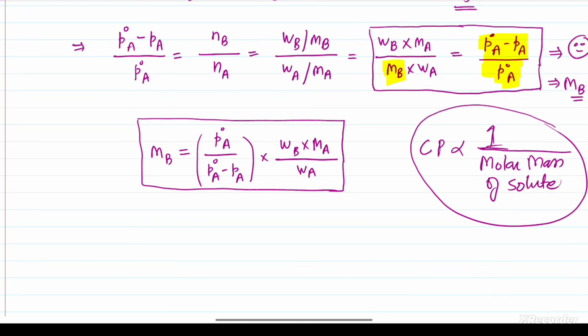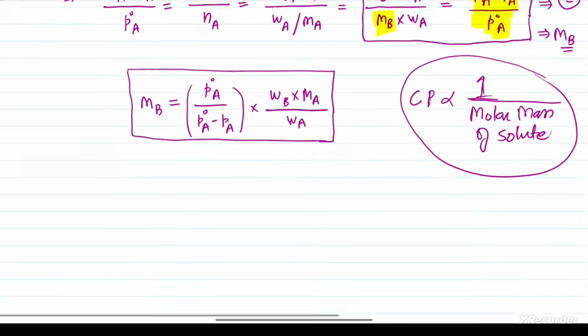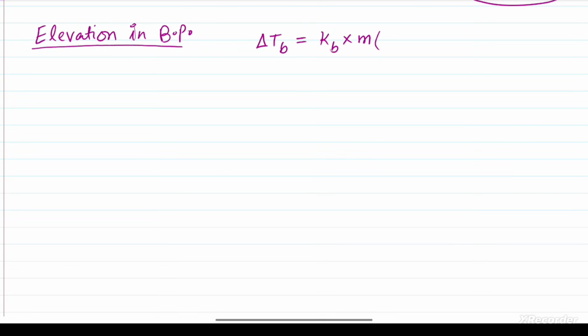All right, so now if I begin with the second colligative property, that we have is elevation in boiling point. For this the expression that we have is we write delta Tb, the elevation in boiling point, is equal to Kb into m, where m is molality.